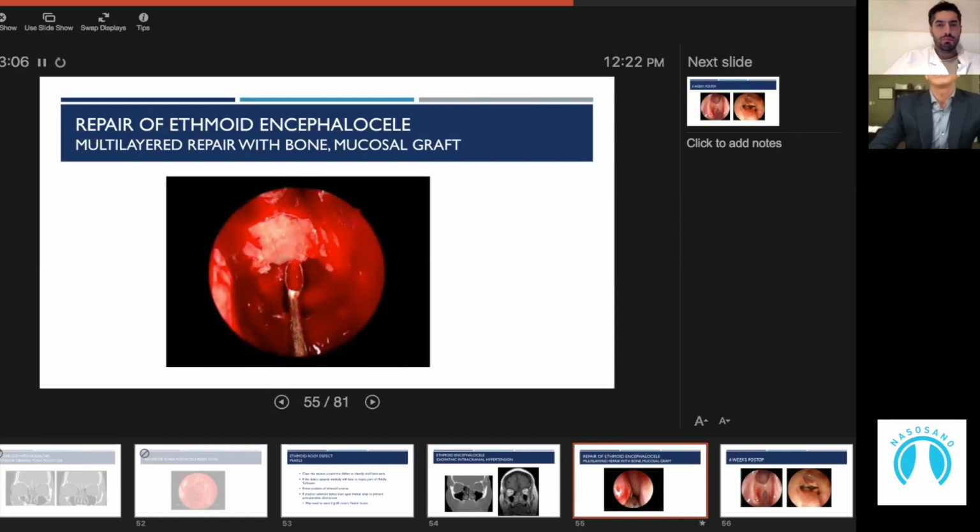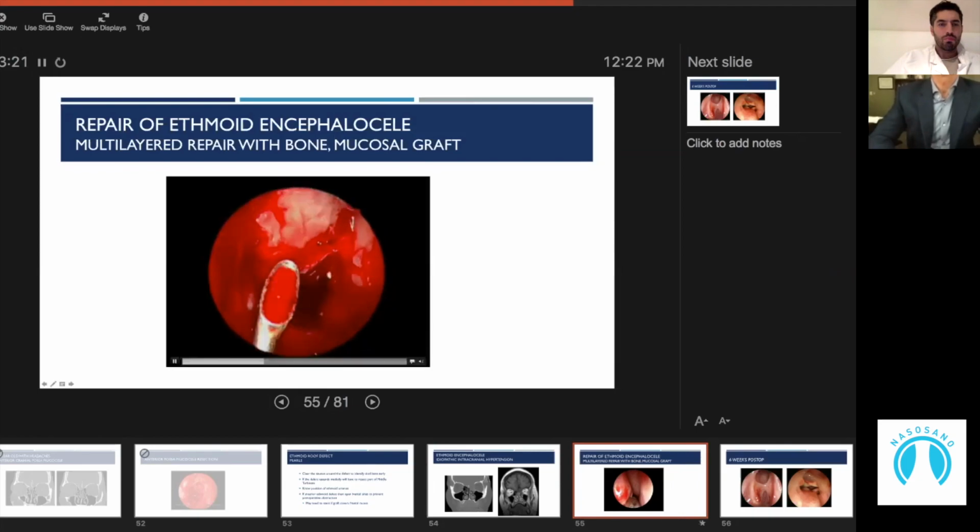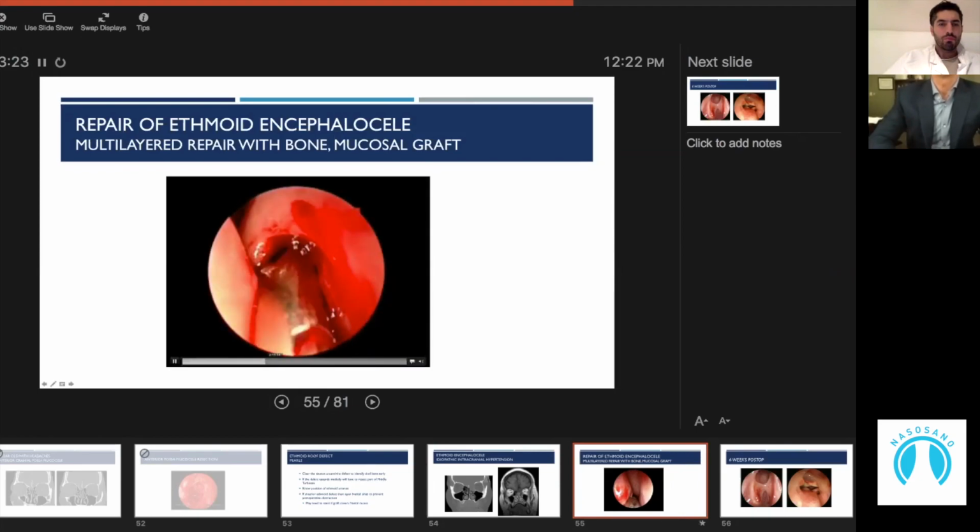We want to try to get it to fit in like a little piece of a jigsaw puzzle. Takes a little manipulation, but eventually it'll lock in there, as we see right there. And that'll support the anterior fossa structures.